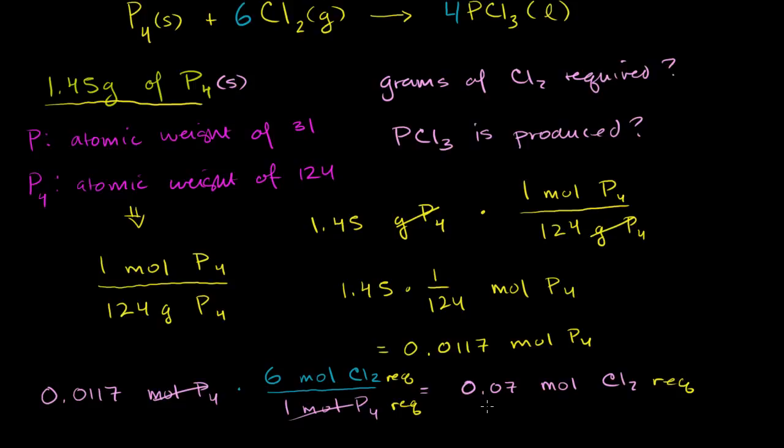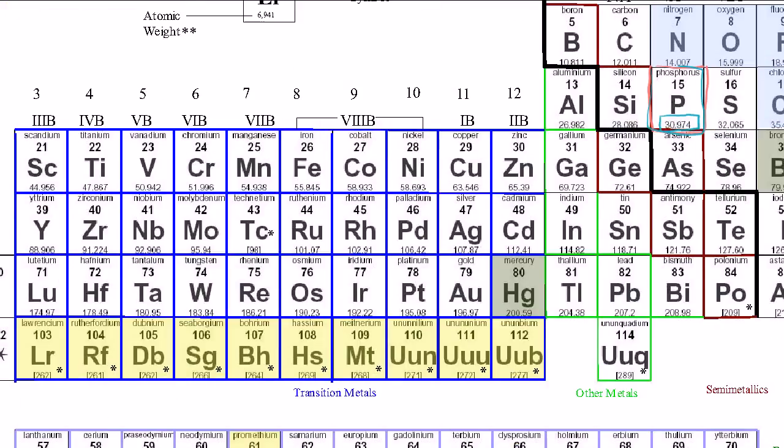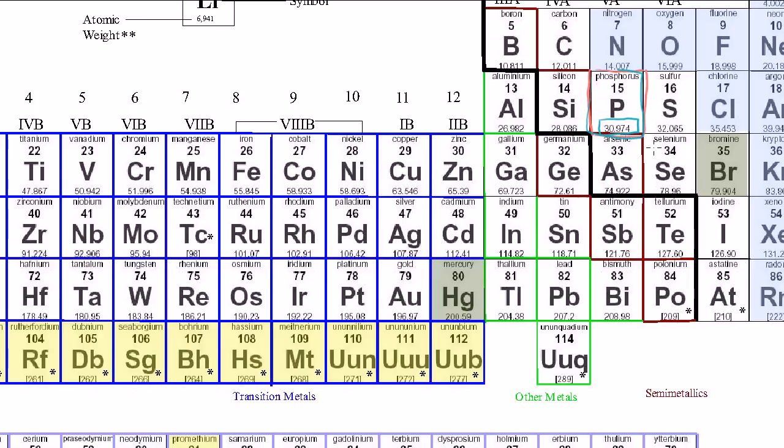So we're almost there. We figured out that 0.07 moles of chlorine gas are required. But what we want to find out is how many grams of chlorine gas are required. So we just have to figure out how many grams there are per mole. So let's figure that out. Let's look at chlorine. Chlorine is off here to the right. This is a super huge periodic table.